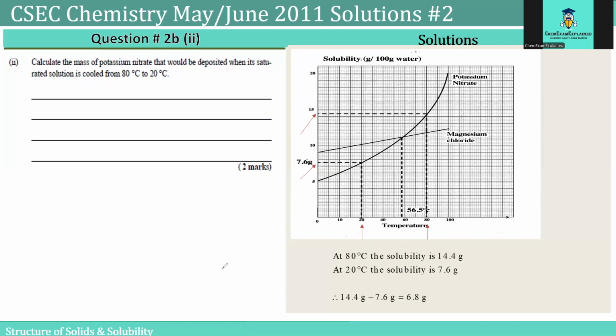And that value is 14.4 grams. We're going to do the same thing for our 20 degrees Celsius. And when we interpolate and go across, we find our value to be 7.6 grams. We're now going to subtract by saying 14.4 grams minus 7.6 grams to get a value of 6.8 grams. So that would be the mass of potassium nitrate that would be deposited when the saturated solution cooled from 80 degrees Celsius to 20 degrees Celsius.